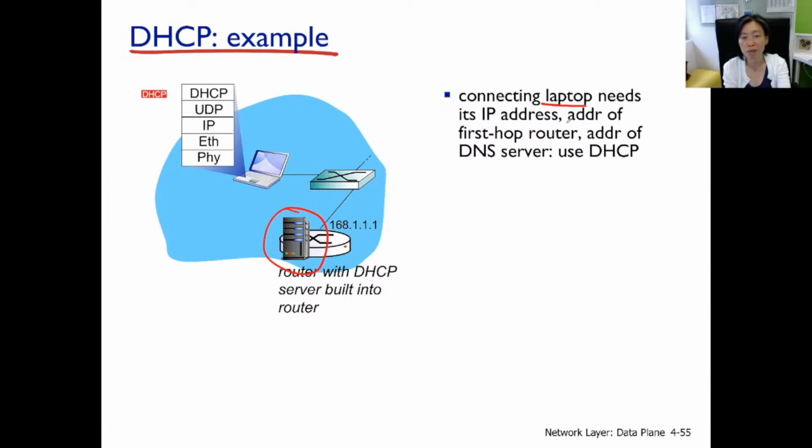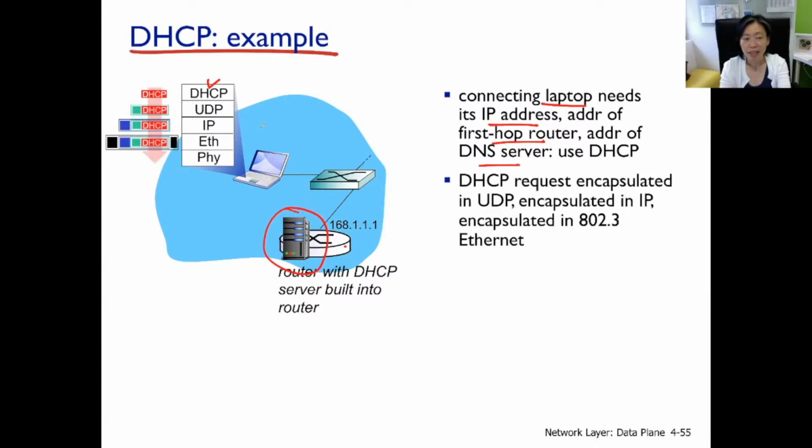So the connecting laptop is going to send a DHCP request message out to the network. This is the simplified version of DHCP: sending request and server sending ACK. The laptop here is asking for its IP address, in addition to the first hop router, DHCP server, and netmask. So DHCP is actually right here, an application layer protocol.